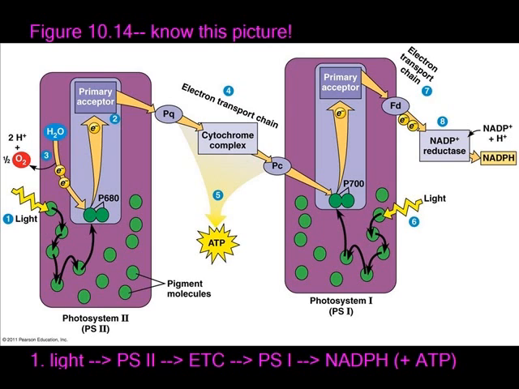So, to recap, light strikes the thylakoid. The light energy bounces around. It bounces around within photosystem 2. It continues bouncing around until it hits the P680. At the P680, the primary electron acceptor takes the electrons and puts them in an electron transport chain. In the process of that electron transport chain, it creates some ATP. Those low energy electrons go to photosystem 1.